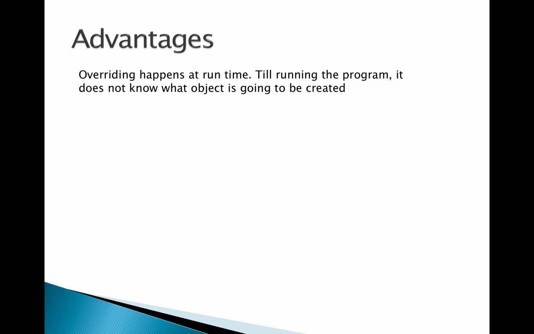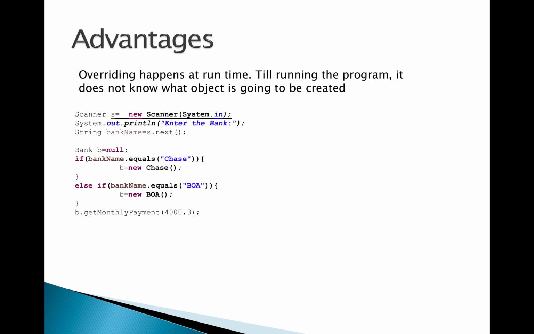So the advantage of overriding is that overriding happens at runtime, as we discussed. Until the program runs, it does not know which object is going to get created. So let's see an example here. Let's use a Scanner. Scanner is nothing but something to help you get input from the user.